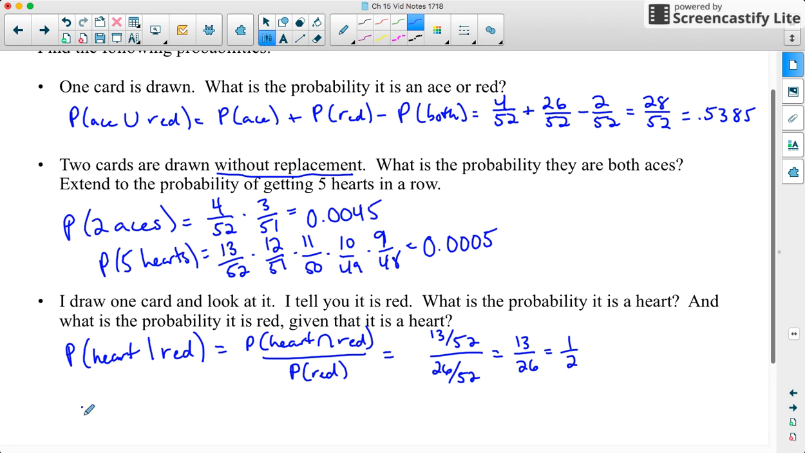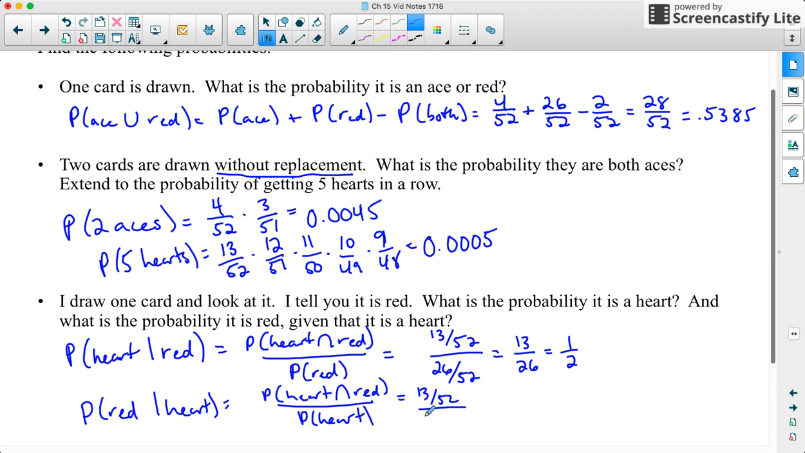And then if we go back and ask, what's the probability of red given heart? Well, one would think it's about the same, so let's just try it out. Heart and red. It should be red and heart, but it doesn't matter. Over the probability of heart. So red and heart, that's 13 out of 52. The probability of hearts is 13 out of 52, and that's equal to 1. These aren't equal. And that is a perfect example of the conditional probabilities not being commutative.